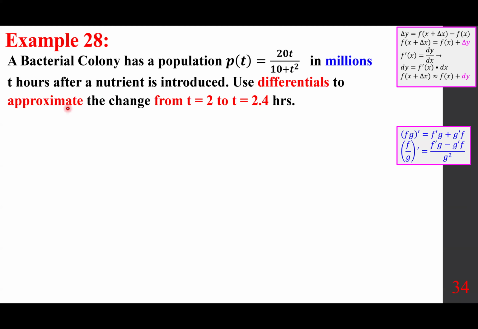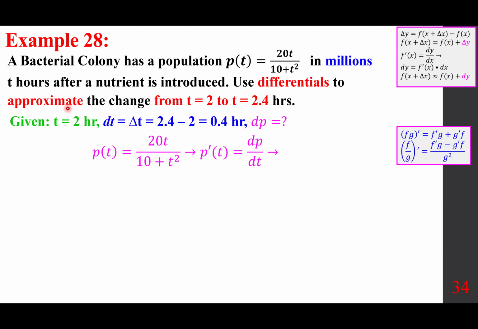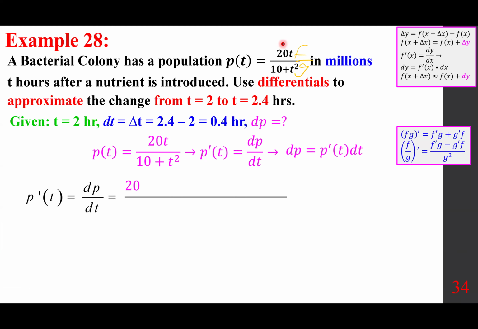And we want to approximate the change, that means dP. So if P(t) is this, P prime is dP/dt, and dP is the product of these two. First and foremost, differentiate this using the quotient rule, and let's call it f over g. Differentiate the top, you get 20 times the bottom, which is 10 plus t squared, minus differentiate the bottom, which is 2t times the top, which is 20t, and then write the bottom, square it. You have to simplify this.